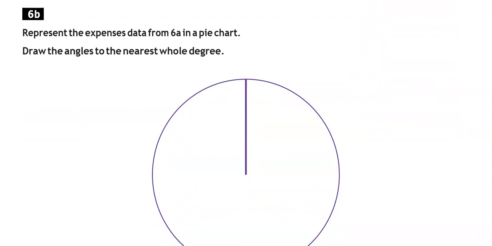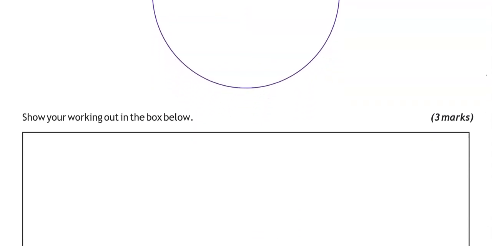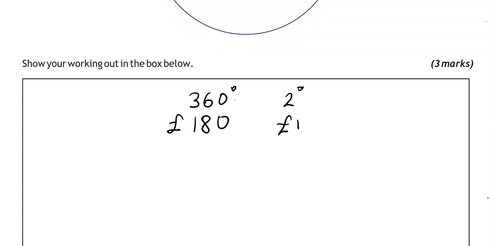Now we've got to represent the expenses data from question 6a in a pie chart. Draw the angles to the nearest whole degree. So we'll work out how many degrees for each of the expenses. And we know that overall there are 360 degrees in the circle. And the expenses in total were £180. So we can see that 360 is double 180. So basically, for each £1, there will be 2 degrees in the pie chart.